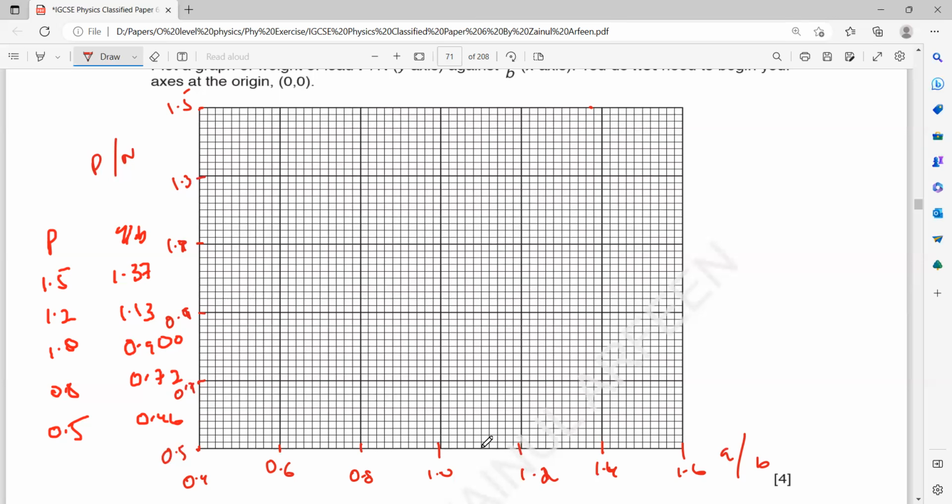So 1.02, this is 1.1, and 1, 2, 3, 4, 5. So this is 1.2, then 1.12, 1.14. So this will be here. Then 1.0 and 0.9. So 0.9 and 1.0. Then 0.8 and 7.2. So 0.8 and 0.78.